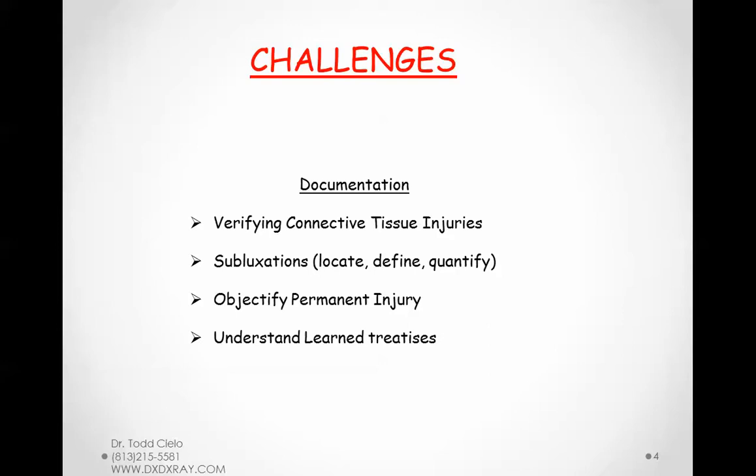Objectify permanent injury. This is where we start utilizing the AMA guidelines, radiology books, etc. in order to formulate forensic evidence. Now it's no longer opinion-based. And lastly, learned treatises. Learned treatises is something that the legal group and all the counselors, court, etc. rely on. What we need to be able to understand is how these attorneys use these and how we can objectify our findings in our office to help them quantify injuries.